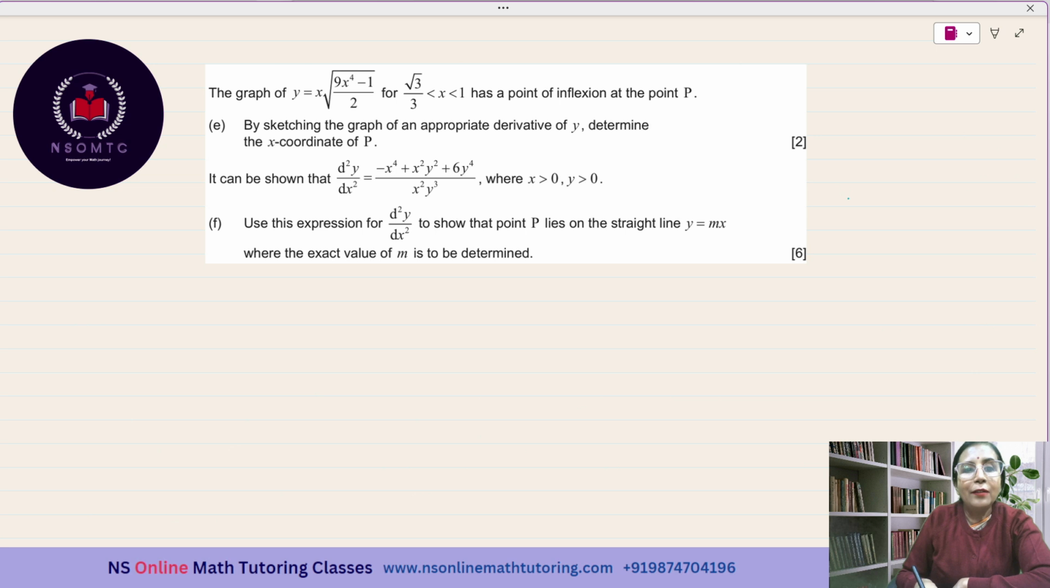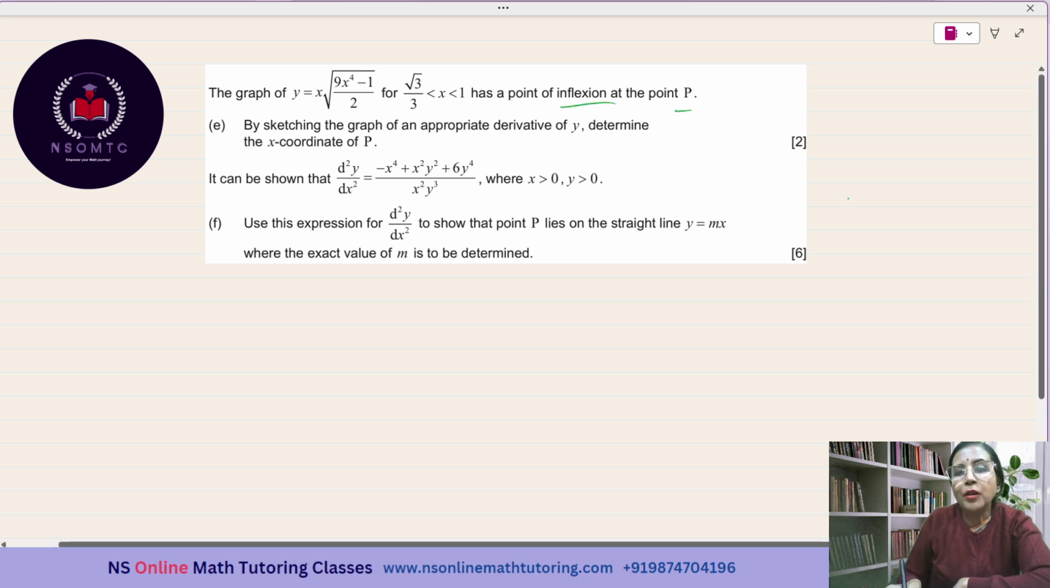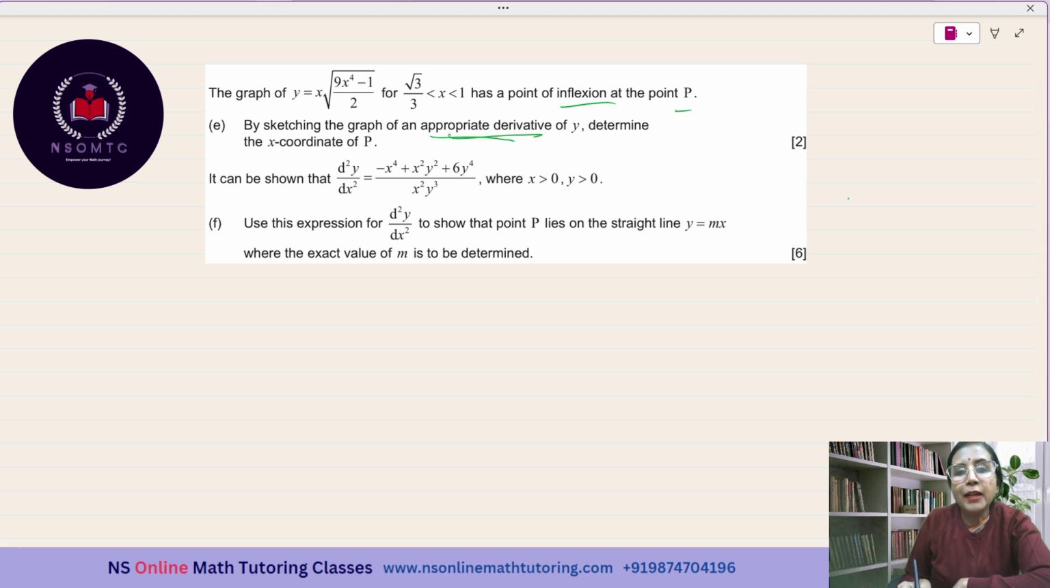Okay, graph of y equal to x times square root of 9x to the power of 4 minus 1 over 2, for x greater than root 3 over 3, that is 1 over root 3, but less than 1, has a point of inflection at the point P. So part E's question is, by sketching the graph of an appropriate derivative of y, determine the x coordinate of P. And wherever you are having the inflection point, the second derivative should be equal to 0. Okay, so fine. Now we have already graphed the second derivative of this.